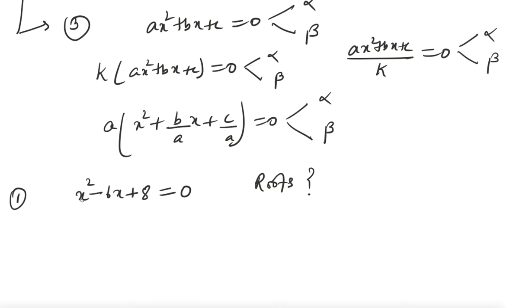Now see what I'll do. I'll try to write this in the form of a square minus 2ab plus b square. Why? Because I know that these three terms combine to form a minus b whole square. Okay, so let us see how we can do that.